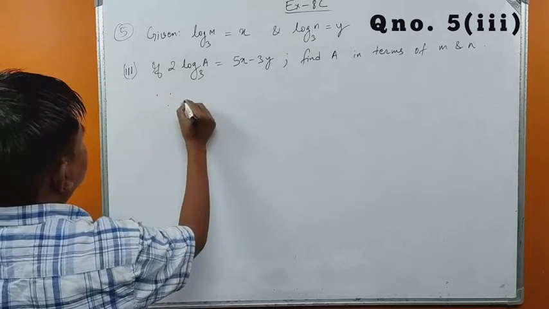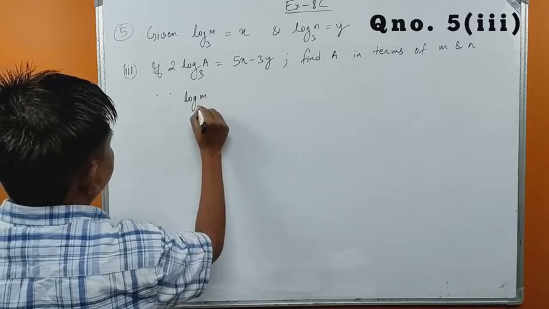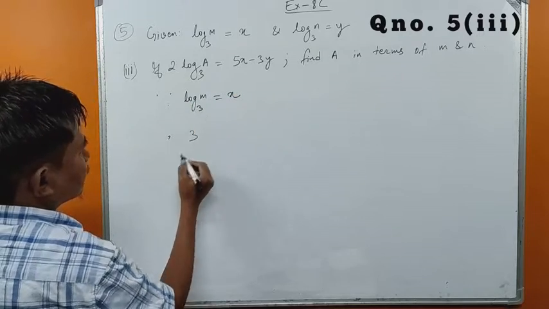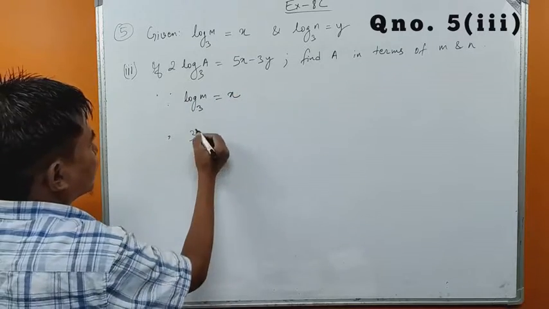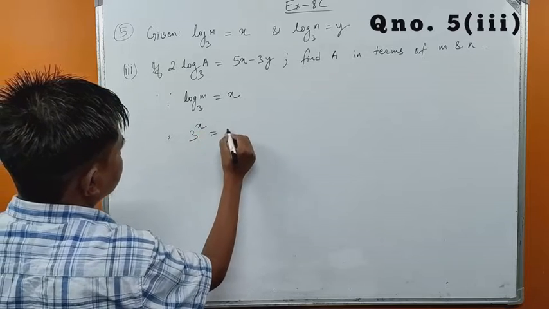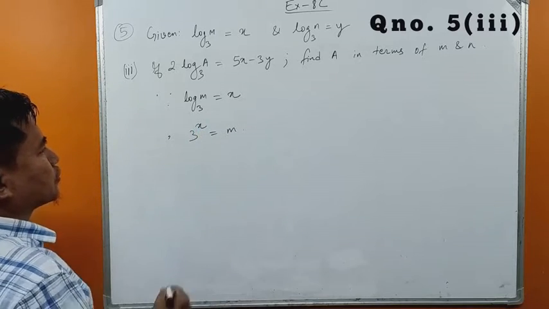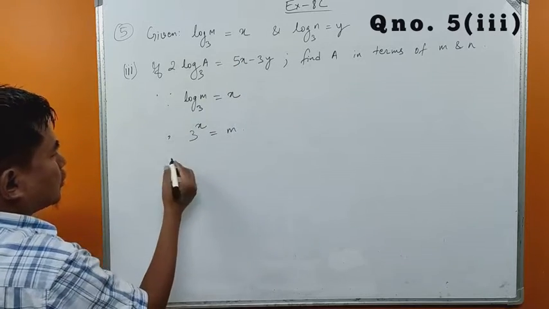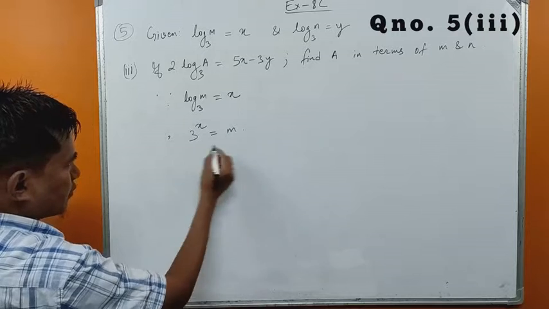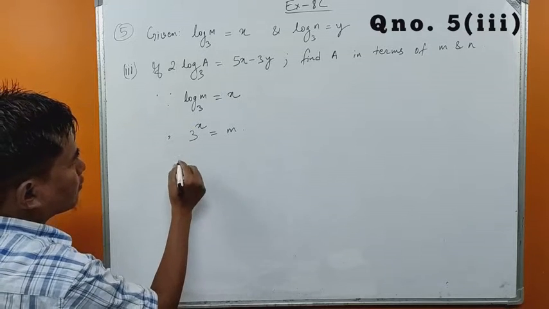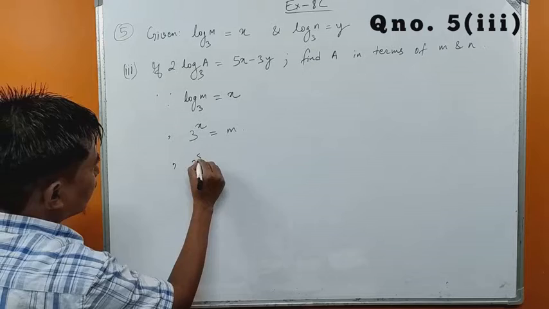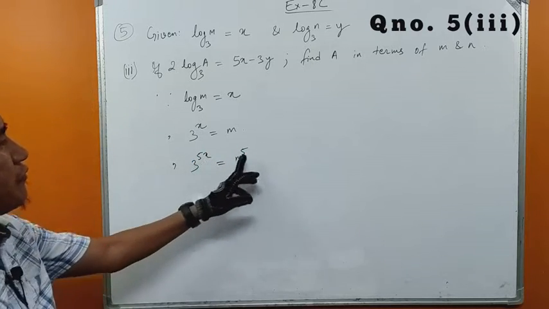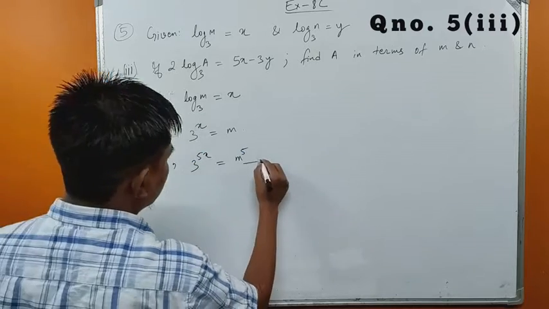Since the given condition is log m to the base 3 equals x, we change this into exponential form, okay? 3 to the power x equals m. Like squaring both sides, cubing both sides, we need 5x, so we power 5 on both sides. Powering by 5 on both sides, 3 to the power 5x equals m to the power 5. This is equation 1.